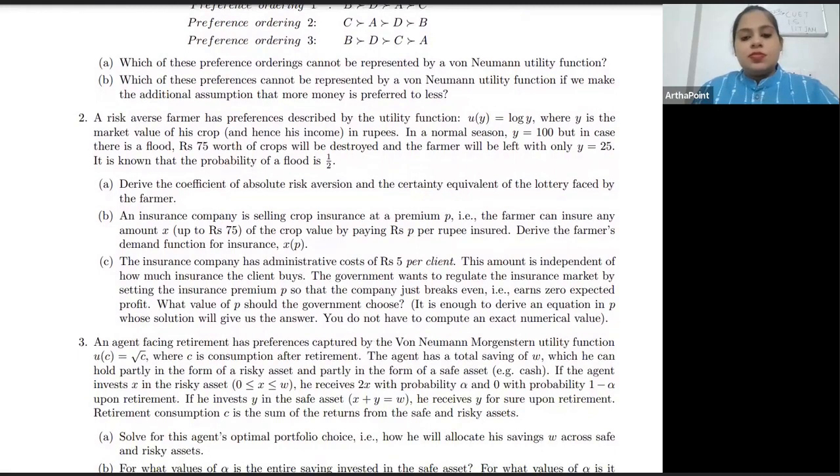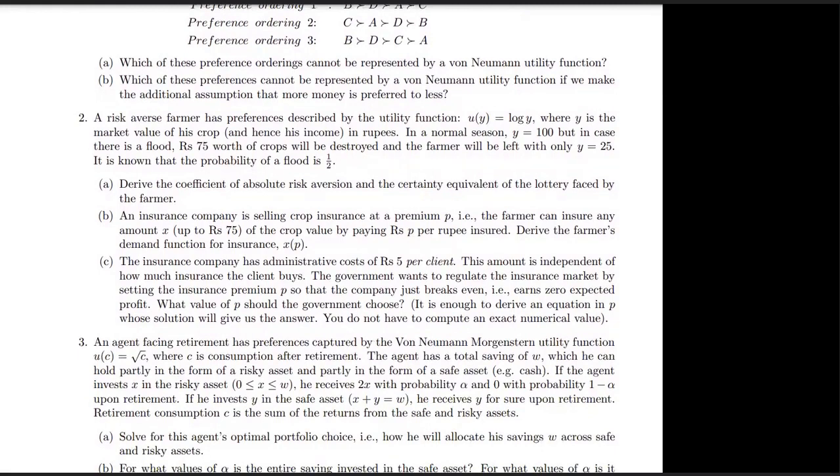Given the insurance company has an administrative cost of ₹5 per client, it is one type of cost that the insurance company is bearing for each client. This amount is independent of how much insurance payment is made. What I was going to do is make his profit equal to 0, and that is by making his revenue equal to the cost.